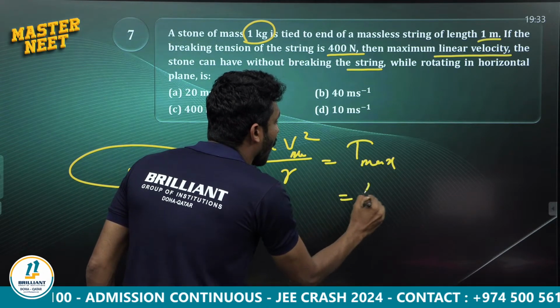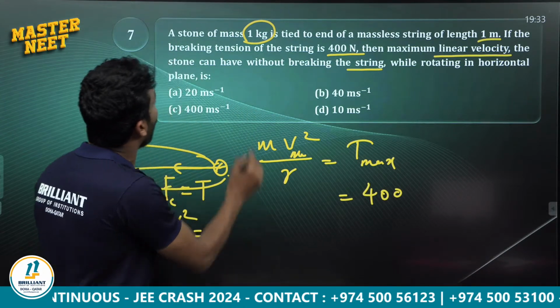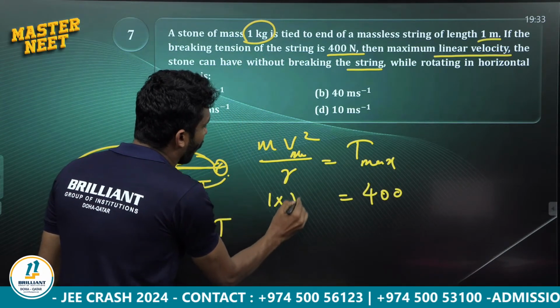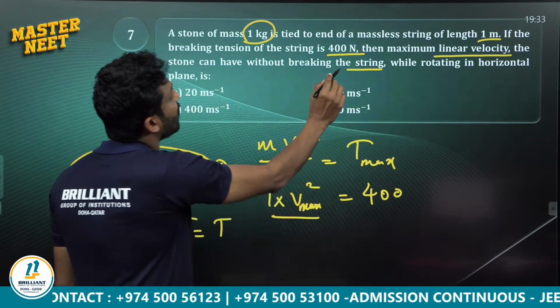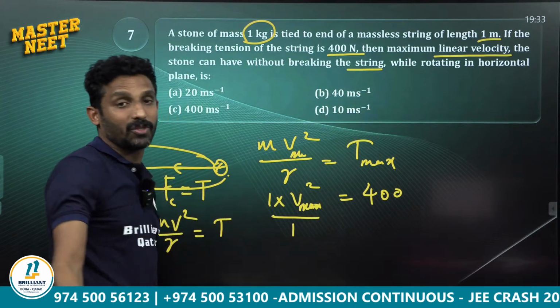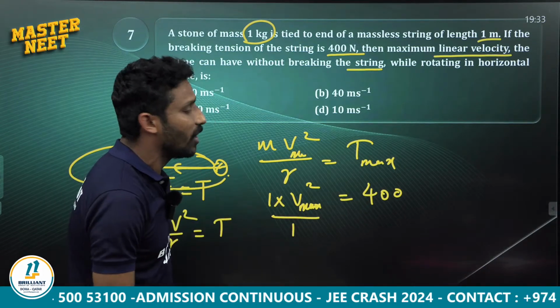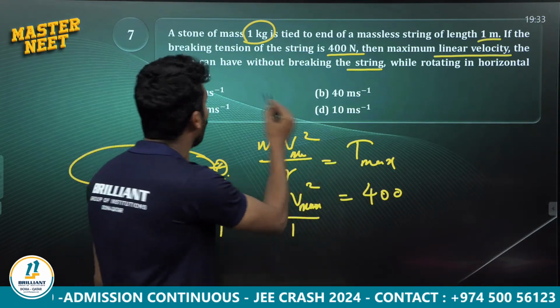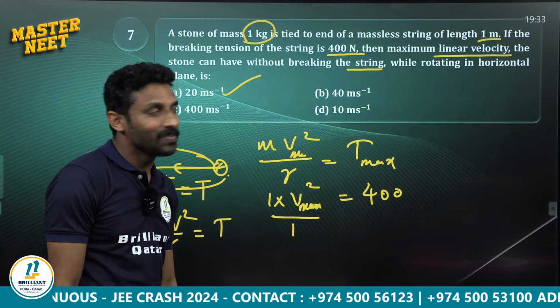That's it. T_max is given in the question as 400. Mass is given as 1 kilogram. V_max is asked. And what is the radius? Length is 1 meter. It's very simple. V_max² is 400, so V_max is equal to 20 meter per second. Very direct question. Clear?